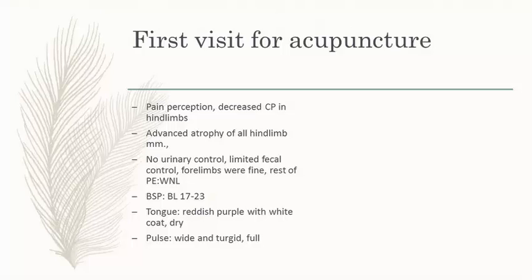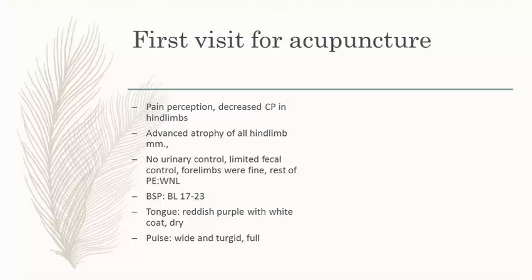Forelimbs are fine, rest of the physical exam is within normal limits. His back shu points, he was painful from bladder 17 to bladder 23, which can't tell you anything. All that tells you is that he had a load of stagnation. So lots of stagnation in the body and a lot of pain. His tongue was reddish purple with a white coat and very dry. That reddish purple color also gives you an indication that there's a lot of stagnation going on in the body. It's a white coating that was dry, so he's got some fluids that have come up.